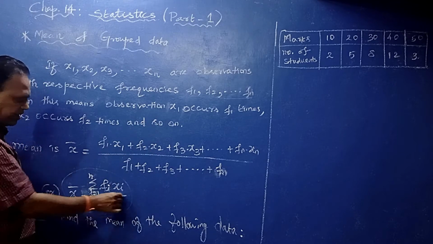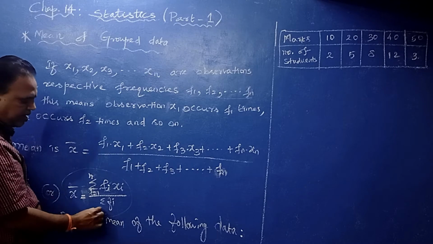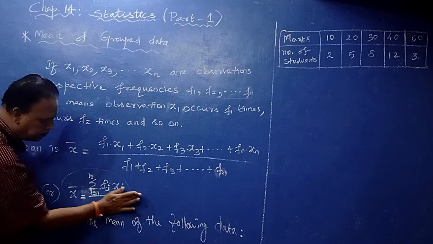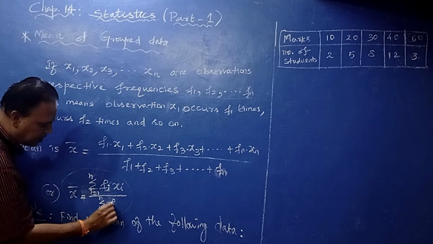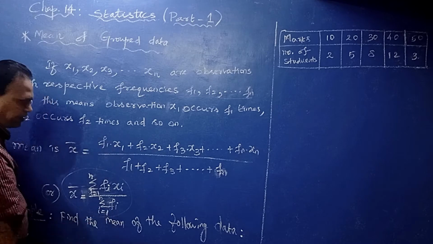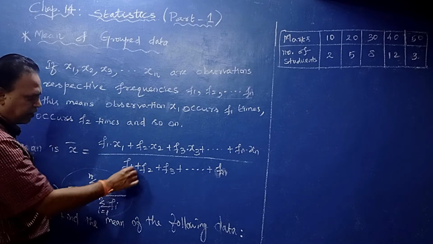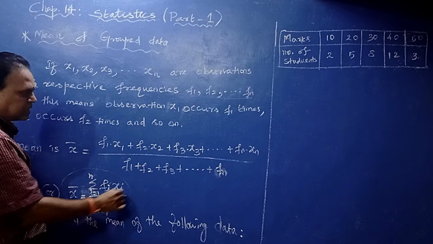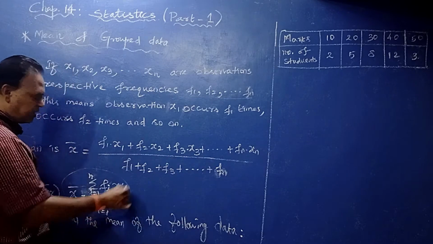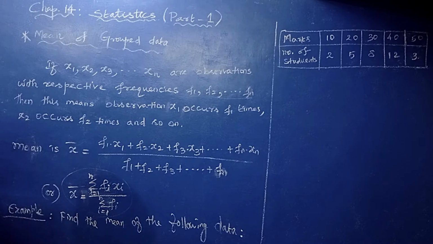Divided by, in the same way here, sigma i equal to 1 to n of fi. So when i gets 1, f1. Sigma means plus. When i gets 2, f2. Sigma means plus. It is going on. When i gets n, fn. Clear? So this is the symbolic form.